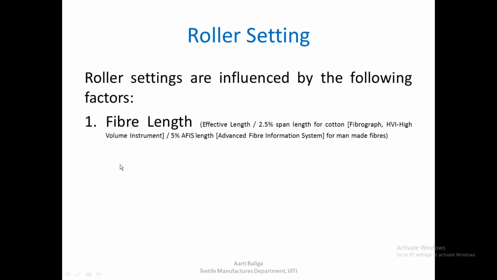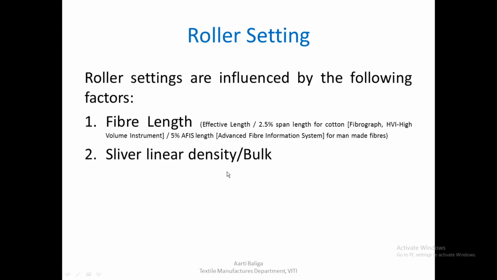And this fiber length can be measured from the Baer-Sorter diagram as effective length, or there are other textile testing methods, fiber testing methods, like fibrograph and HVI instrument, which measures 2.5% span length for cotton, and this can also be used instead of effective length. Also 5% SL, that is the Advanced Fiber Information System length, is considered for setting for man-made fibers. So in short, fiber length is an influencing factor for deciding the roller setting.